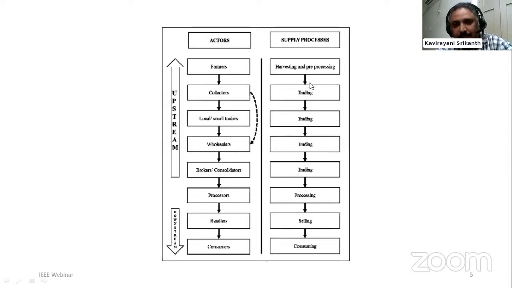And if you see the supply process as such, harvesting, trading, processing, selling, and consuming, this process, again, when we are using different packaging material and plastics, how this is affecting. And all these people need to know some things about plastics, which will help us reduce the damage that we get because of it.